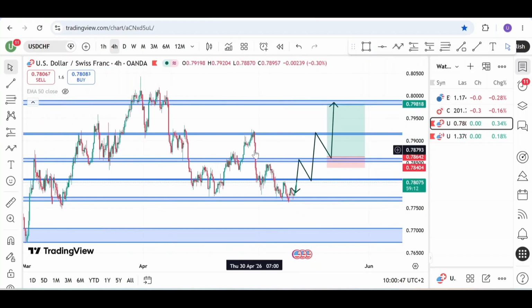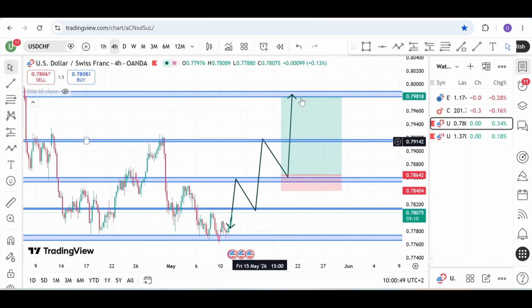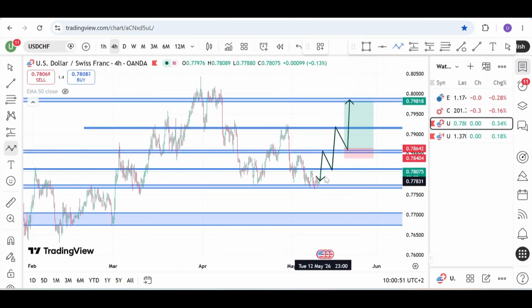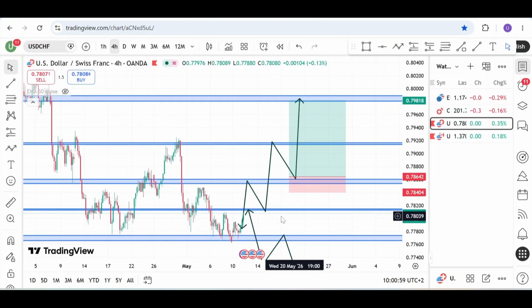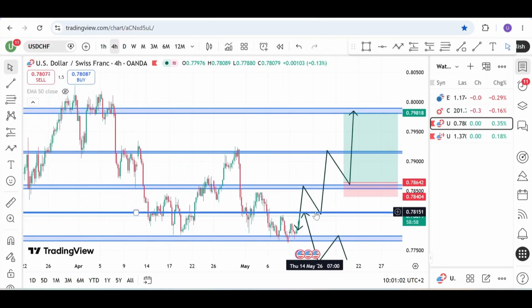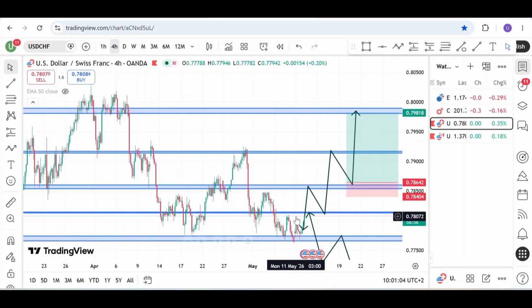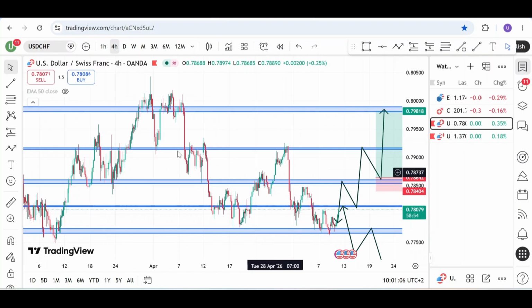And also we will enter this pair if and only if the buyers manage to break this zone here, and then we'll enter for a sale. If not, we are still in a range or a consolidation. As we can see, the market structure is not clear.